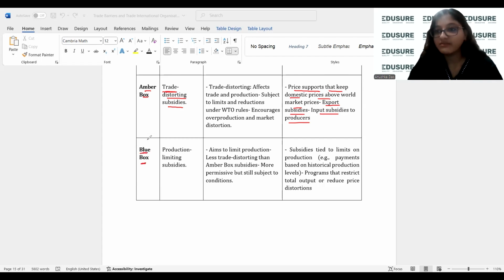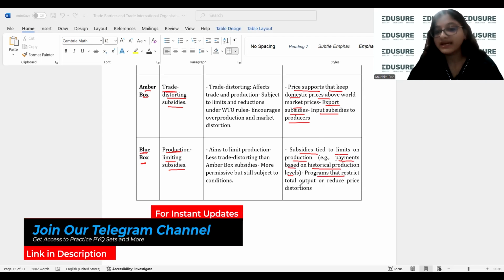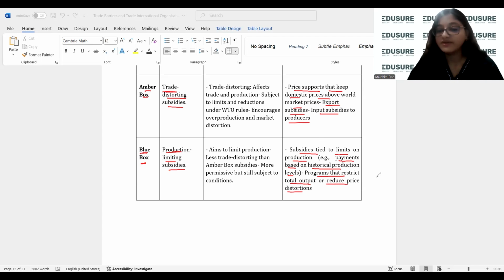Then you have the blue box. Blue box subsidies are production limiting subsidies, right? All these things are supervised by WTO. WTO arranged this, they have standardized this, that we will provide this kind of subsidies, which comes under this kind of box. So this is the sole innovation of WTO. So the blue box is related to production limiting subsidies, which are subsidies tied to limiting production. For example, payments based on historical production levels. Programs that restrict total output or reduce price distortion. So these are certain kinds of subsidies related to production limits, right? So this is about the blue box.